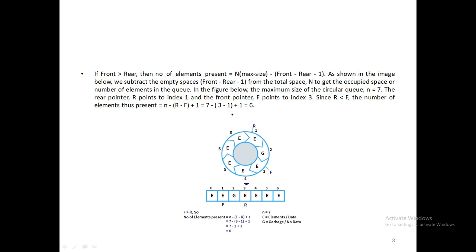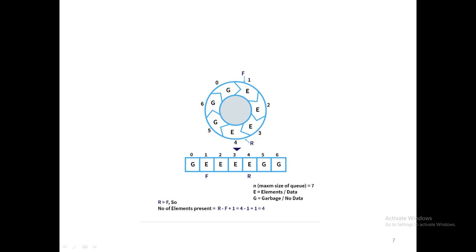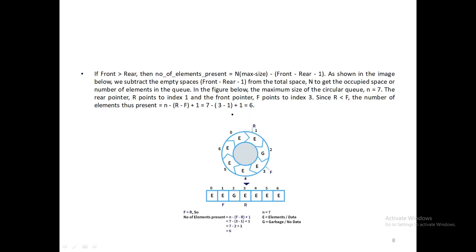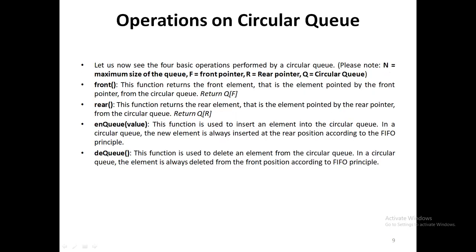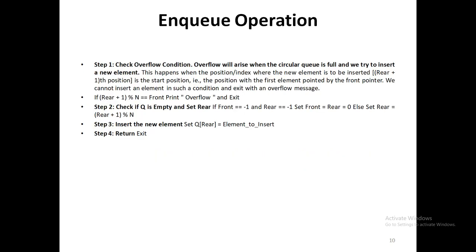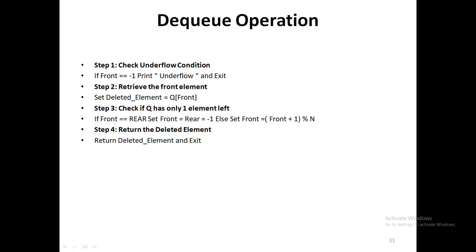So here the rear is greater than front, and here the front is greater than rear. The operations are as in the previous one: NQ, DQ, front and rear. First the NQ operation: verify whether the queue is empty. If it is empty, set front to 0, and rear is equal to rear plus 1 mod n. For the insertion of a new element, the element is inserted at the position of the rear in the queue.